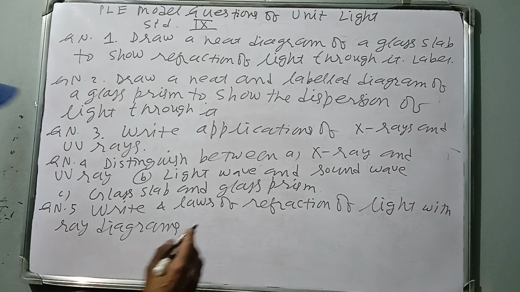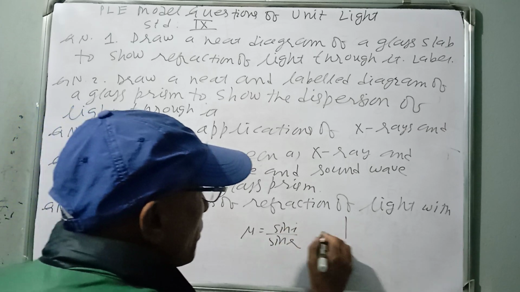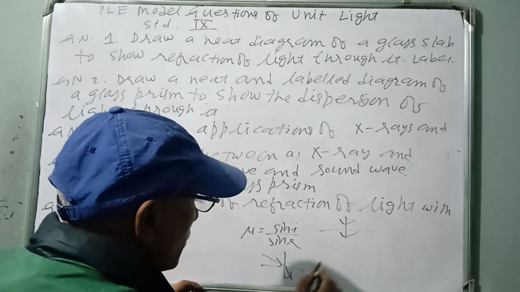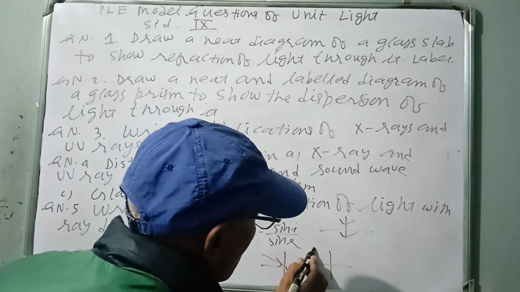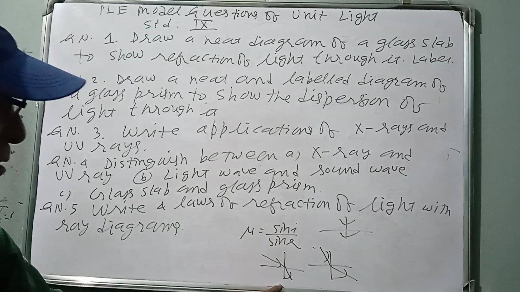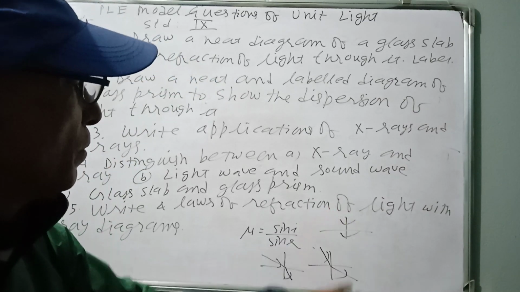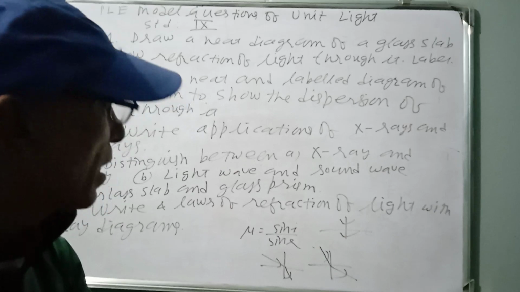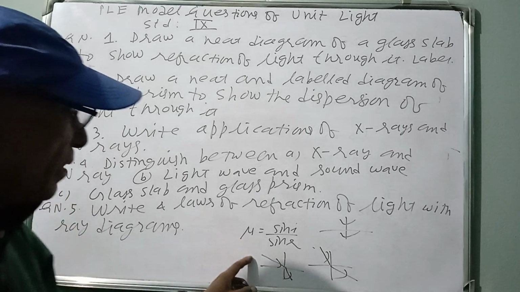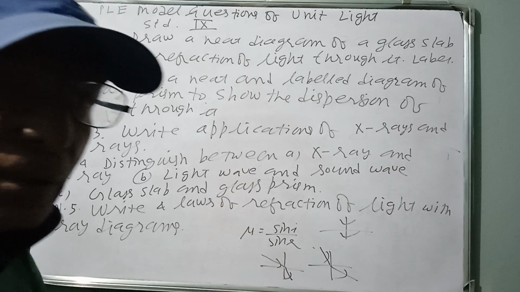Denser to rarer, rarer to denser. Snell's law. Another special case: denser to rarer away, rarer to denser towards, mu equals sin I by sin R. And special case: when a ray of light is normally incident, it is normally refracted without bending. 4 laws. And another law: the incident ray, the refracted ray, and the normal to the point of incidence all lie in the same plane.